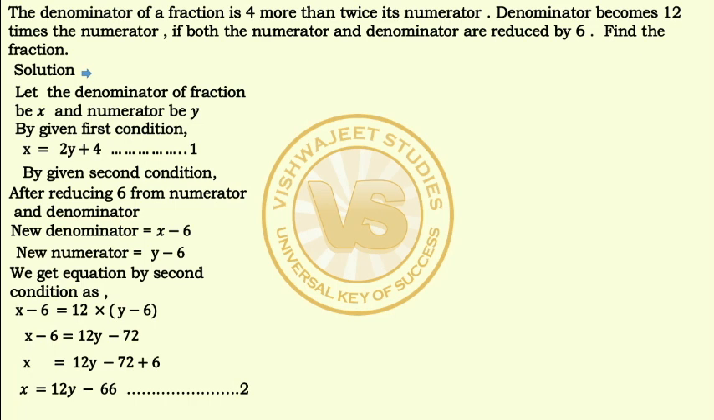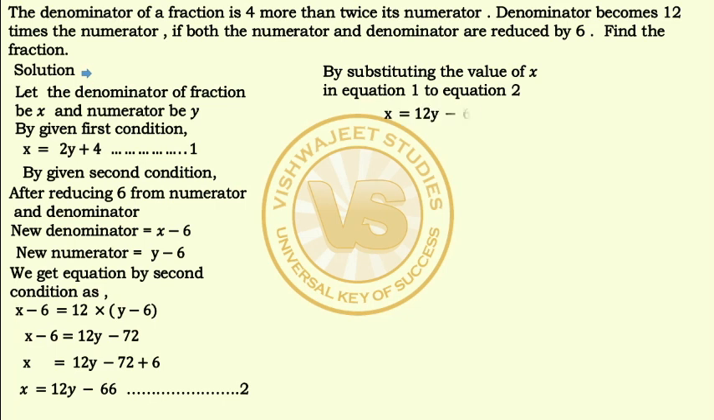So do subtraction here and give a negative sign to the answer, because 72, which is the greater number, has a negative sign. On to the next step: x is equal to 12y minus 66, which is our second equation. We are using the substitution method here. So the value of x in equation number 1, we are going to substitute in equation number 2.